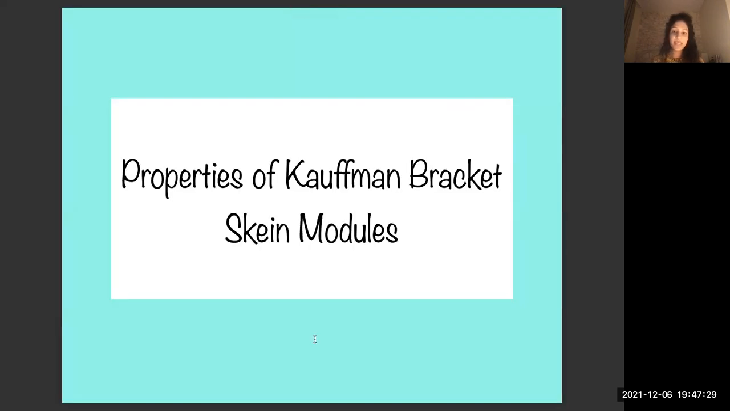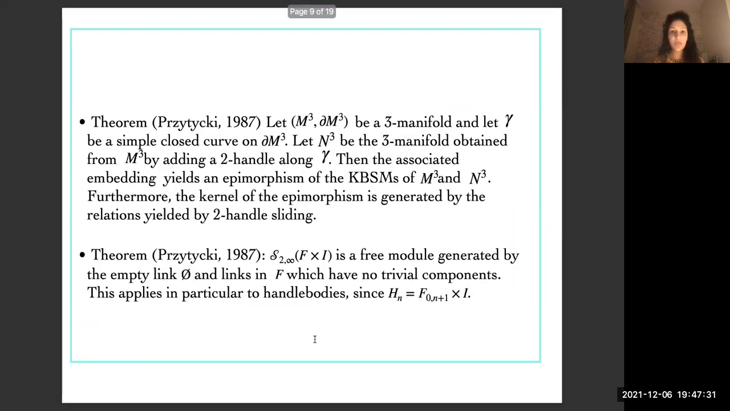So what are some properties of KBSMs pertinent to this talk? Well, the first one, due to Józef Przytycki from 1987, says that if you have one manifold which is obtained from the other by adding a two handle along some simple closed curve lying on its boundary, then the associated embedding yields an epimorphism of the KBSMs of the two oriented three manifolds. And moreover, the kernel of this epimorphism is generated by all two handle sliding relations.